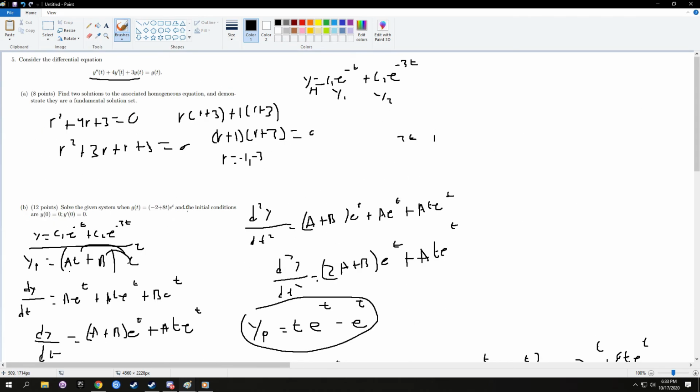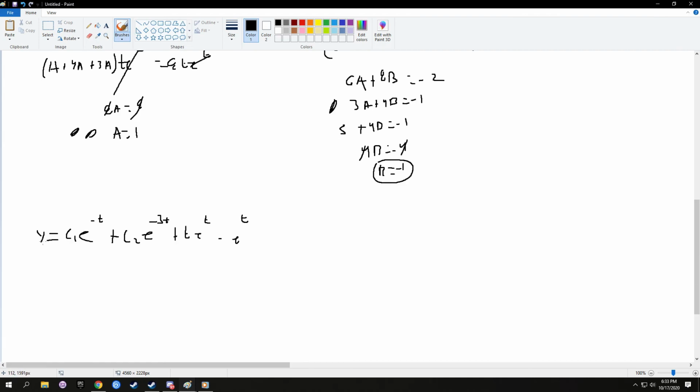Wow. That was not too bad. So, all you want to do is plug in 0, so I say y(0) equals 0, so 0 would equal, this becomes c1 plus c2, and now this goes to 0, and then this becomes negative 1. Means c1 plus c2 must equal 1. Okay, now I want to take a derivative. So y prime would equal negative c1 e to the negative t, and this becomes minus 3c2 e to the negative 3t.